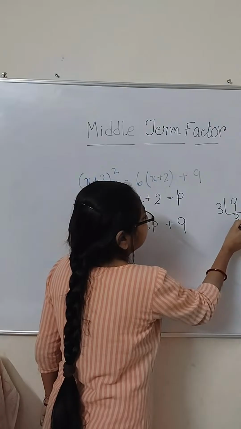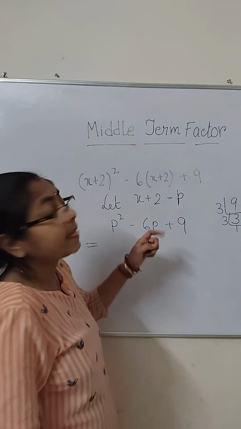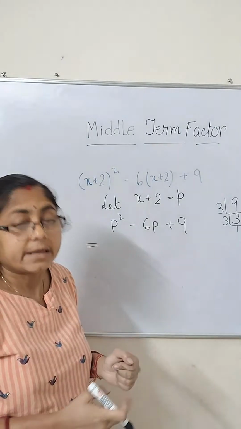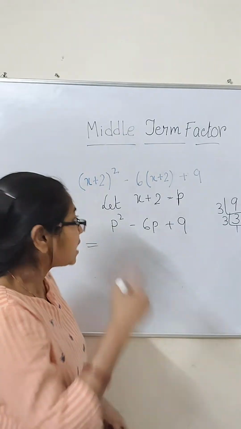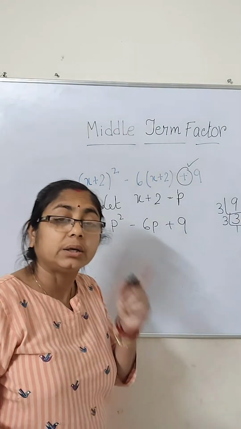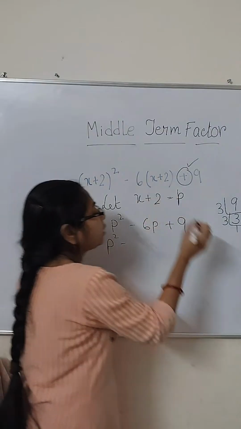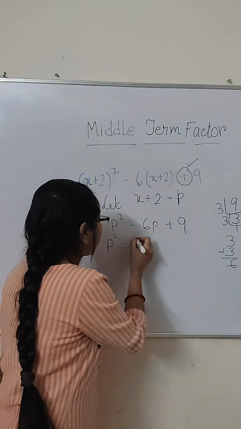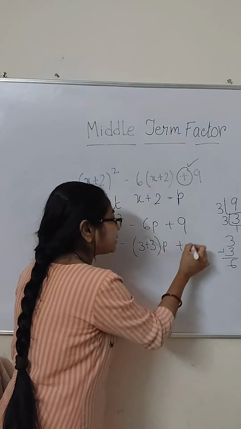3. Okay. Now the question is how can I make 6? Is it a plus or a minus? Yes, it is a plus. How can you check this sign? Before 9 there is a plus sign, so I use plus. So how can I write? p square minus, you make this one 3 plus 3 equal to 6. So you can write p square minus 3 plus 3 p plus 9.